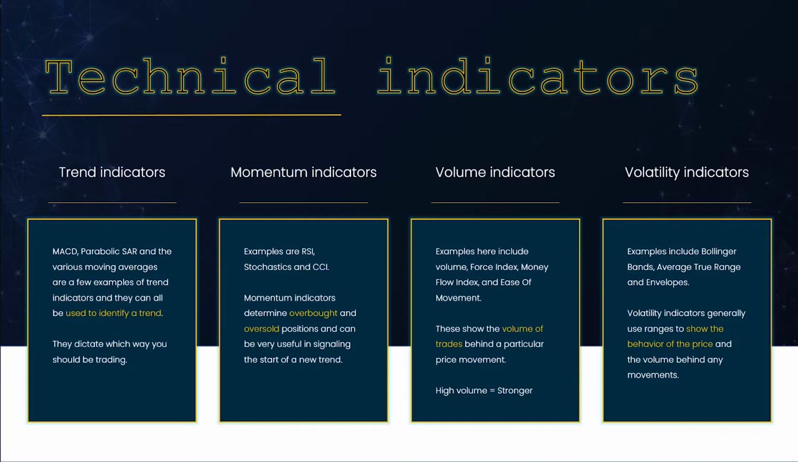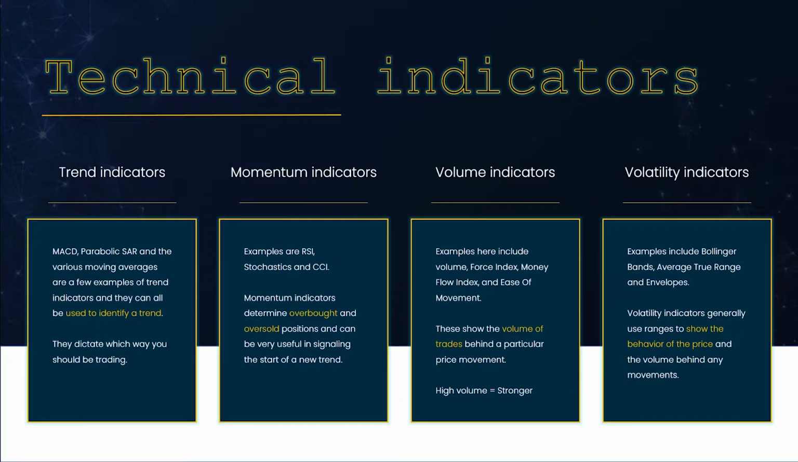Volatility indicators generally use ranges to show the behavior of price and volume behind any moves. This is useful because any dramatic change in behavior can provide a good entry signal. Common examples are Bollinger Bands, average true range, and envelopes.